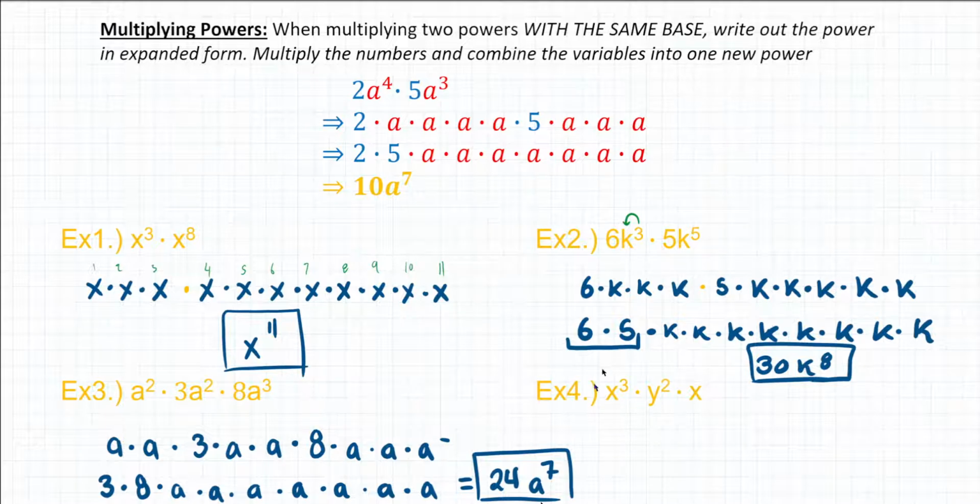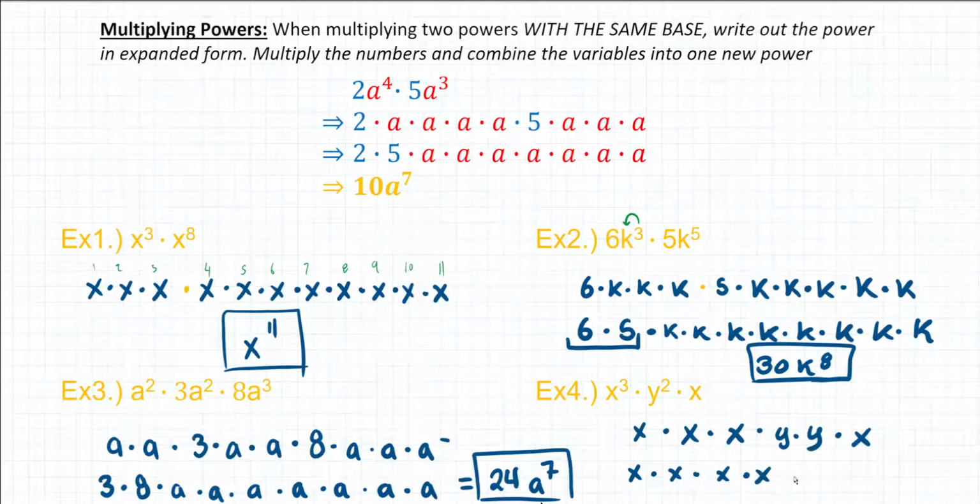We're going to start by writing everything in expanded form. So x to the third power is just x times x times x. Y to the second power is y times y. And then just an x on the end. When I'm reordering different variables, I like to put them in alphabetical order. So x times x times x times x. And then the two y's. Y times y. And then I'll combine 4 x's, so x to the fourth, 2 y's, so y squared, and Bob's your uncle. There's our answer, x to the fourth times y squared.